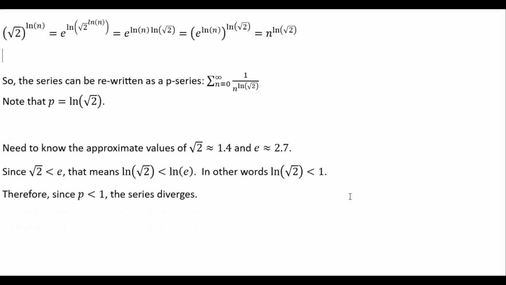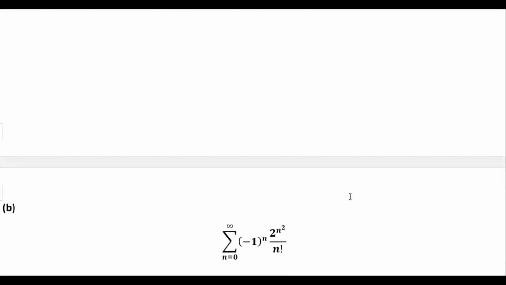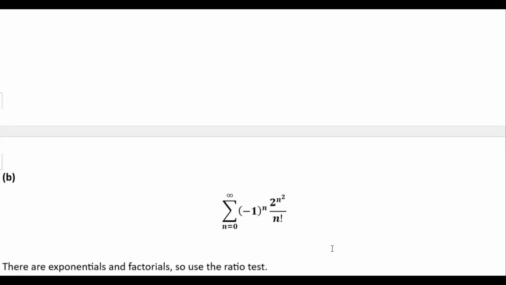So next, this guy. There's a factorial, there's an exponential. So what's a good test to use? The ratio test. And the ratio test determines absolute convergence right away if the limit is less than 1. If you remember that. Okay.